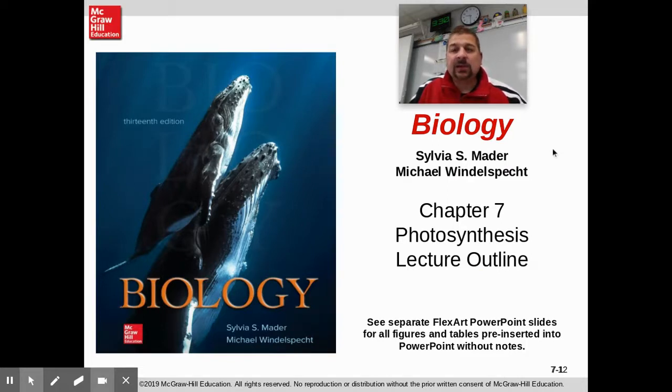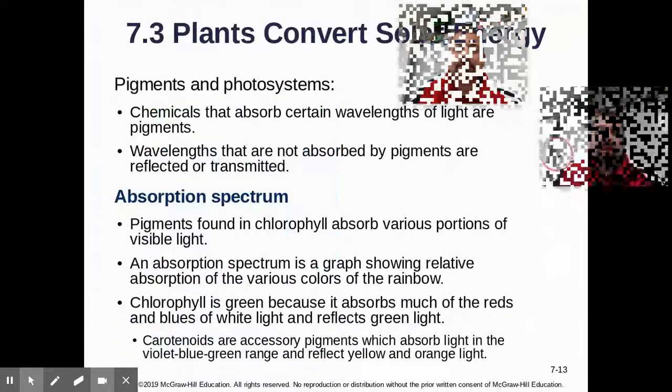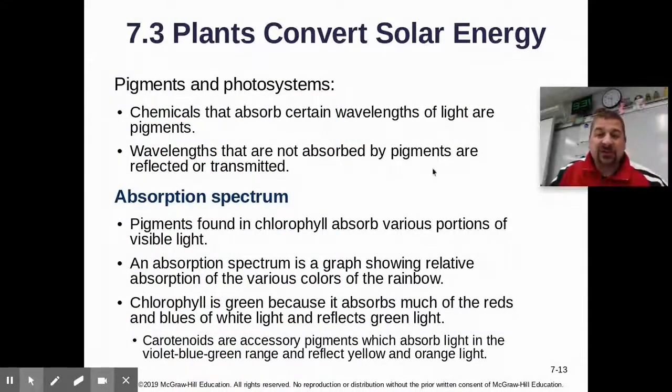In this chapter, we're going to look at plants as solar energy capturers, or the first step of photosynthesis. In order to capture solar energy, plants need something to catch the light. Catching the light is going to be the role of pigments and also things we call photosystems, and we'll look at that in a minute.